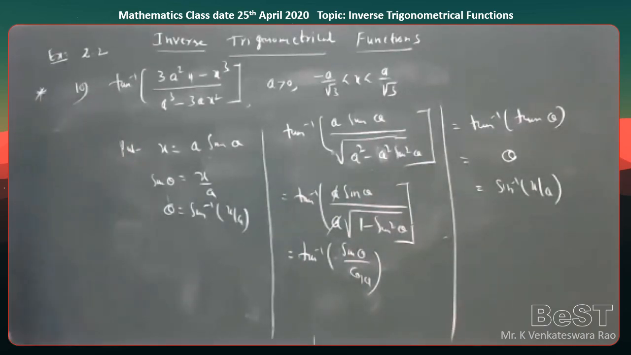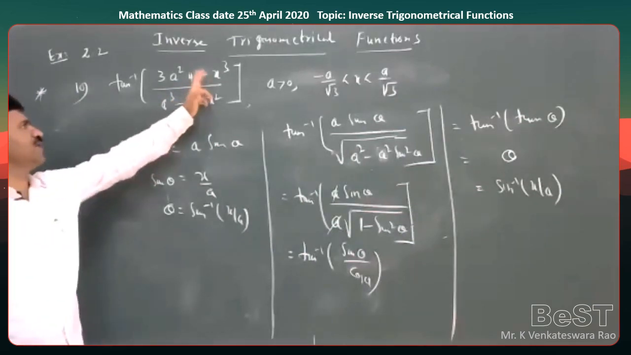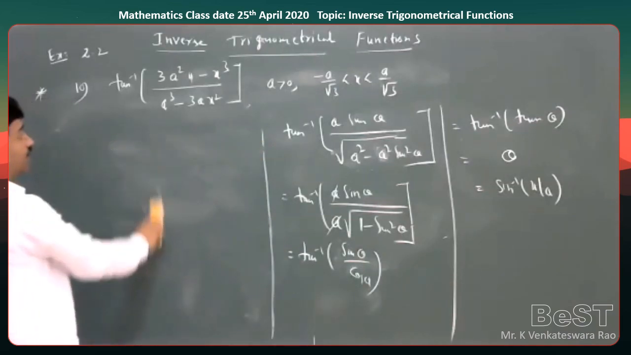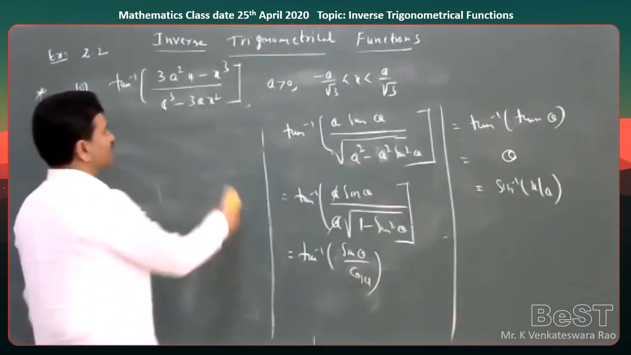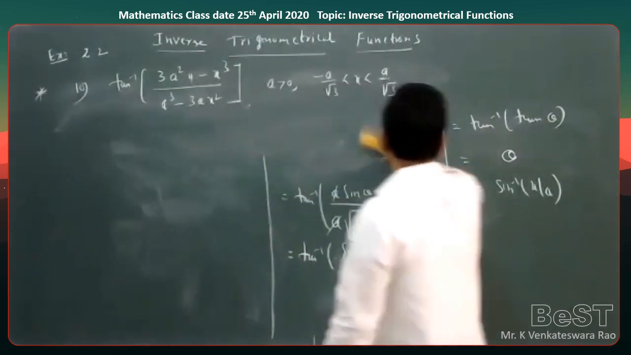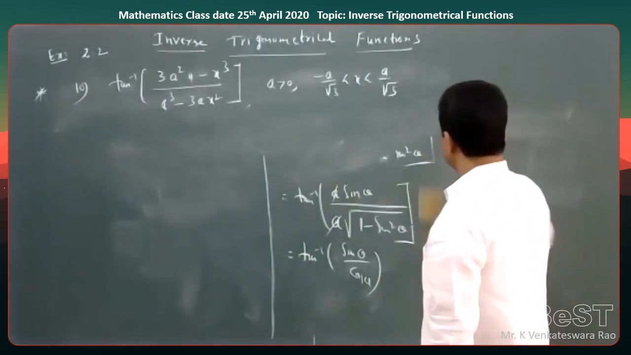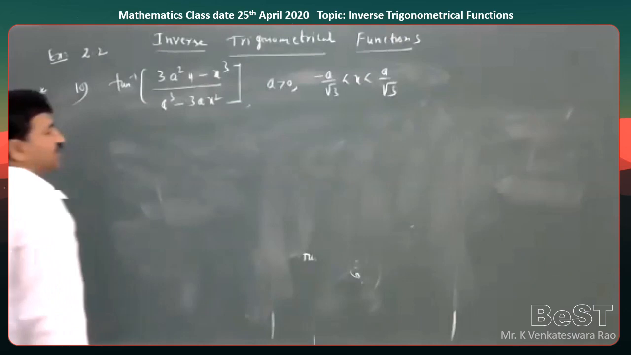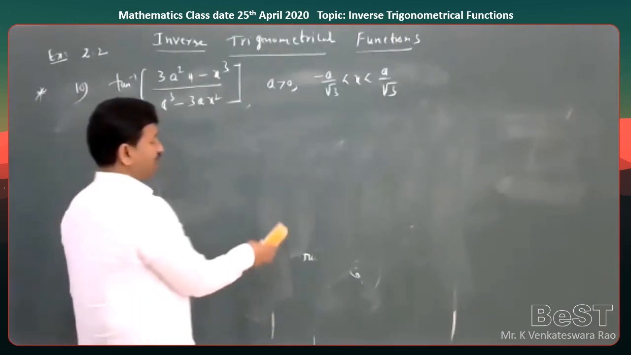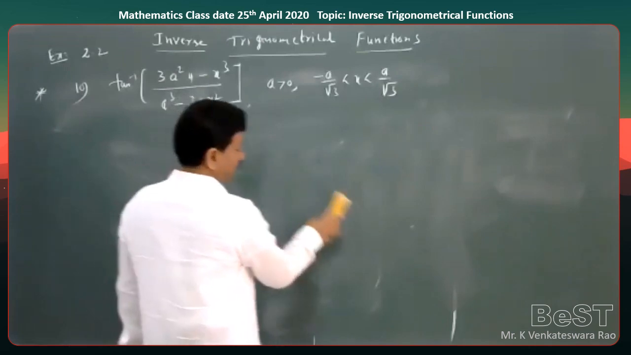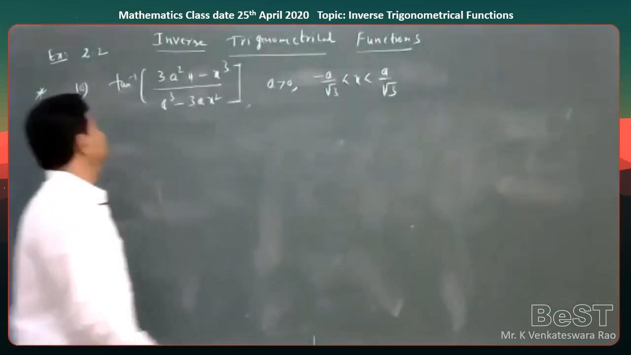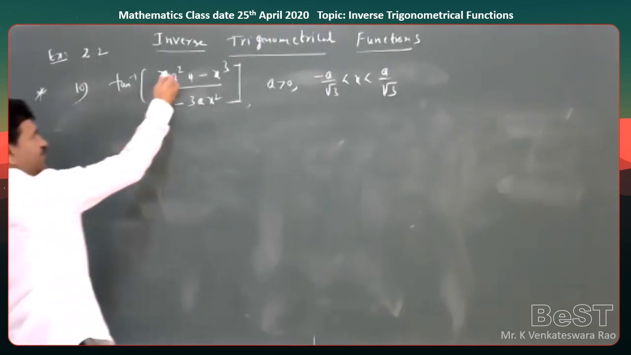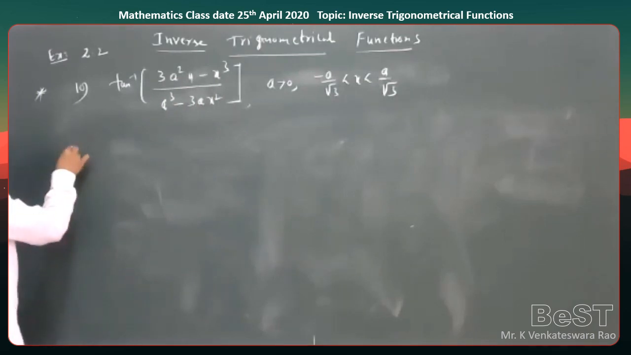Simplify tan inverse of 3a square x minus x cube by a cube minus 3a x square. So just analyzing the inside function, read that function, you'll get the idea. 3a square x minus x cube by a cube minus 3a x square. So if you are observing this function, we require this form here.